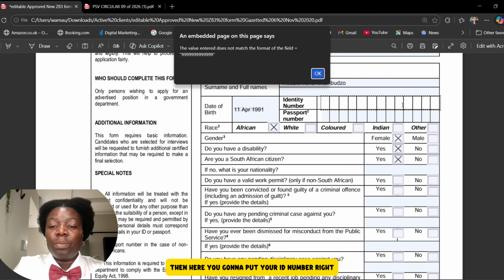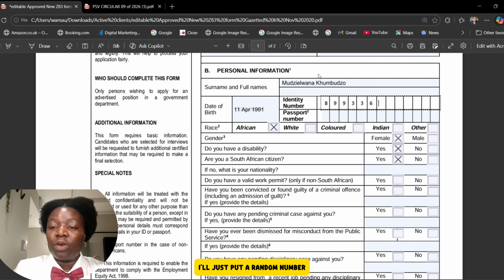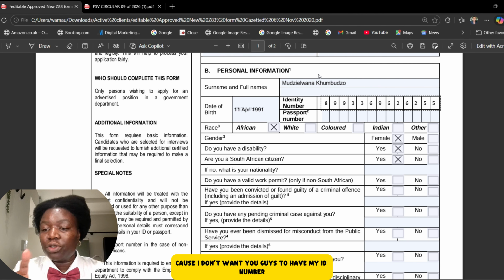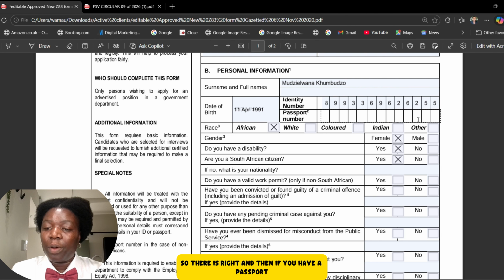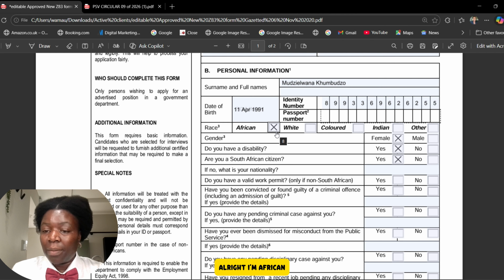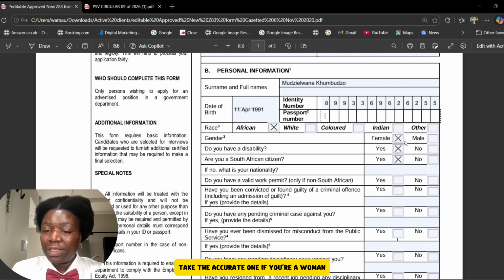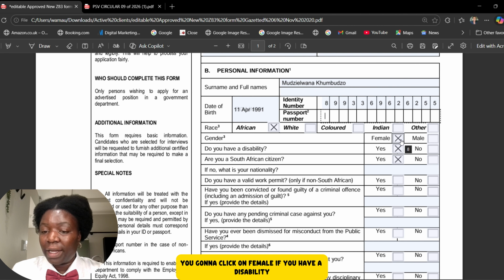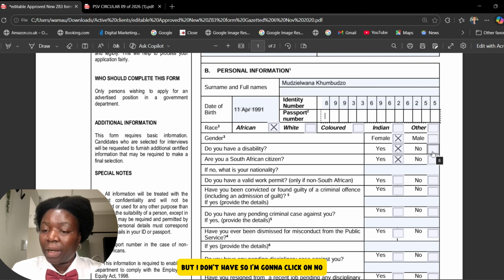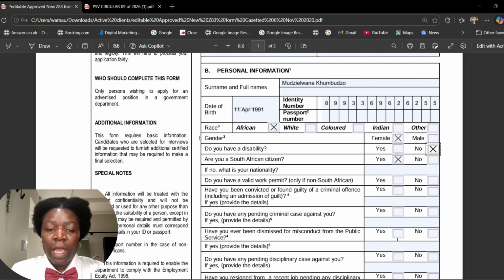Then here you're gonna put your ID number, right? I'll just put a random number because I don't want you guys to have my ID number. So there is, right? And then if you have a passport, you're going to put your passport number, and then race, right? I'm African. Make sure you put the accurate one. Gender, tick the accurate one. If you're a woman, you're going to click on female. If you have a disability, you're going to click on disability, but I don't have, so I'm going to click on no. And then, are you a South African citizen?